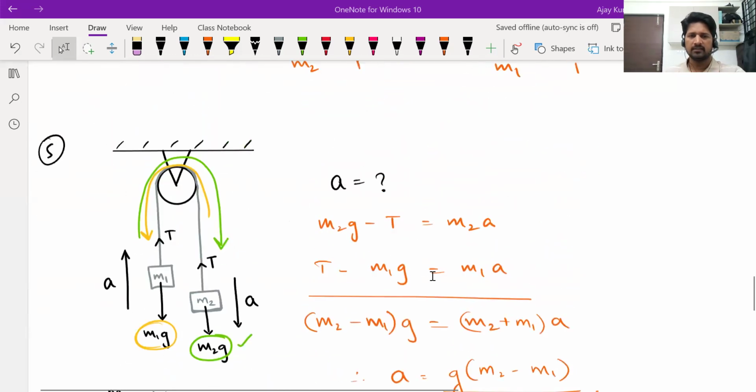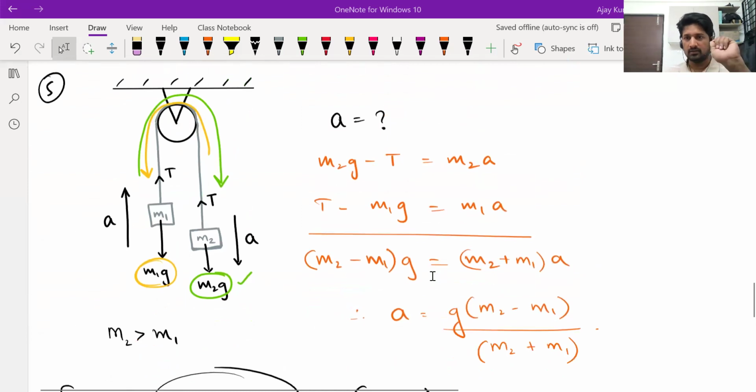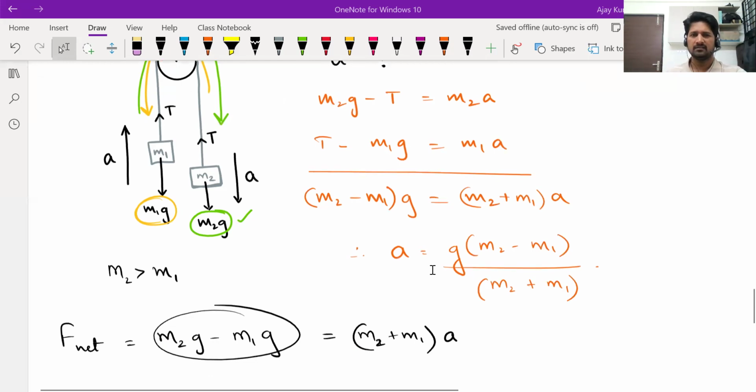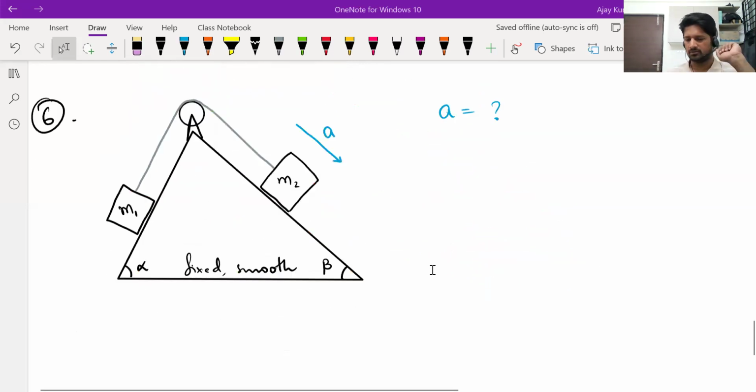Let's just recollect the idea that we just discussed. You have to think of what forces try to make the system move. In this Atwood machine case, the two forces trying to make the system move are M2G and M1G, but they are trying to accelerate the blocks in exact opposite directions. So we wrote the net accelerating force as M2G minus M1G, and we equated that net accelerating force to mass into acceleration. Try to do the same here also.